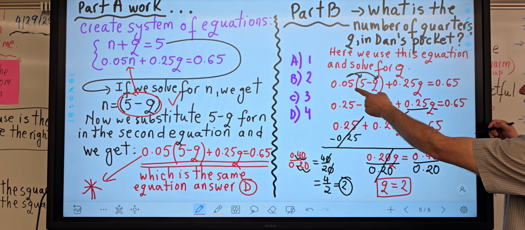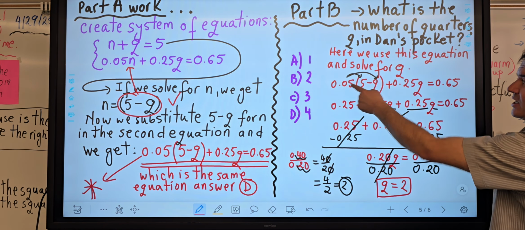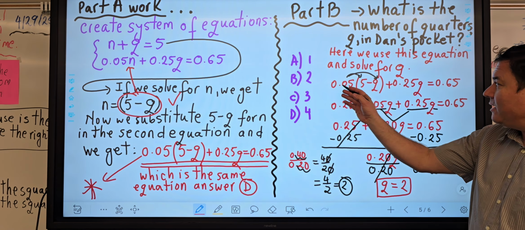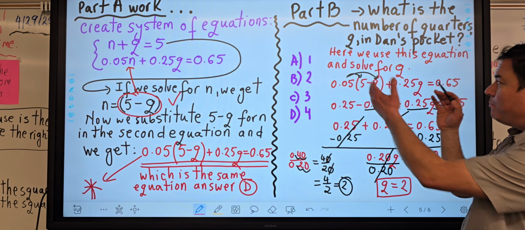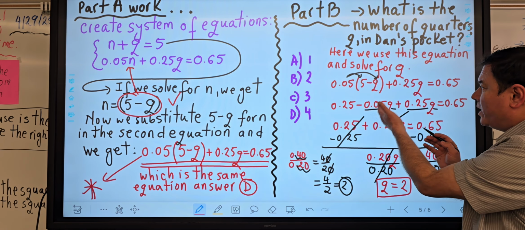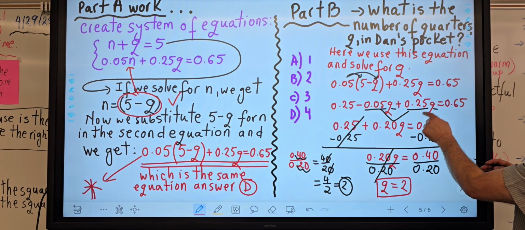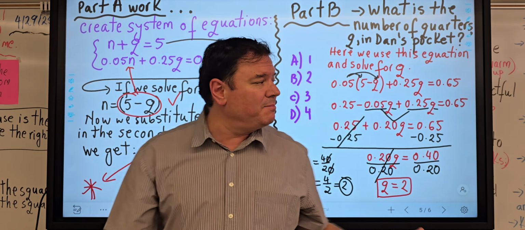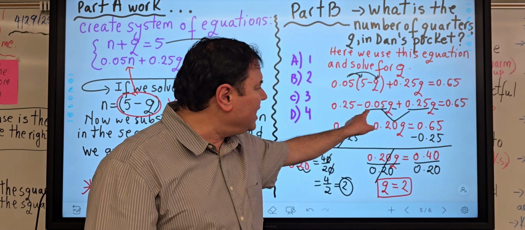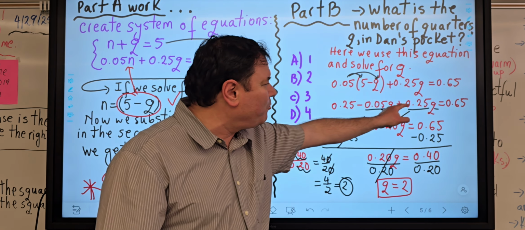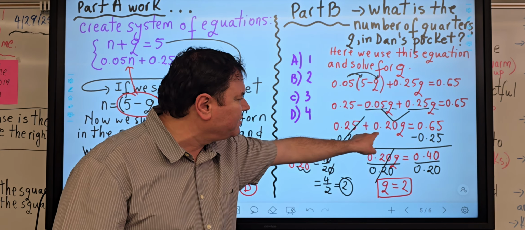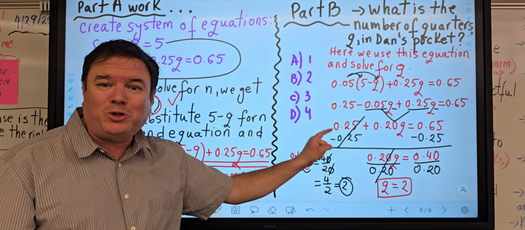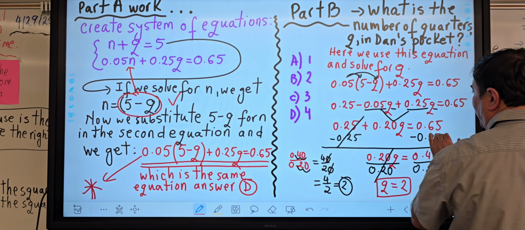In order to solve for Q, we are going to use the distributive property, and we have 0.05 times 5, which is 0.25. And then 0.05 times negative Q, positive times negative becomes a negative 0.05Q, plus 0.25Q equals 0.65. And now let's combine the like terms. Negative 0.05Q plus 0.25Q gives us 0.20Q. So then we have 0.25 plus 0.20Q equals 0.65.